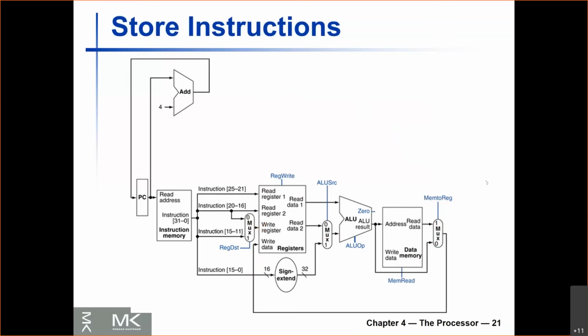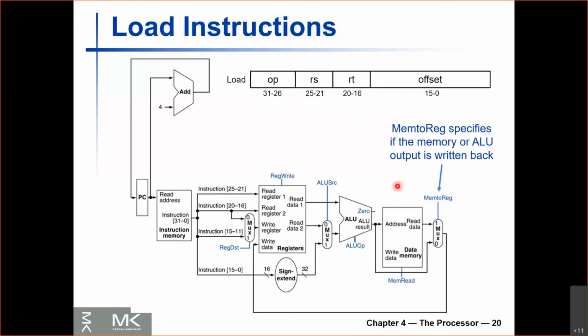Someone's asking, we are multiplying the offset by 4, but how is it done in the CPU? Actually, for load instructions, the CPU doesn't multiply the offset by 4. When you write the load instruction, you're supposed to provide an offset that is a multiple of 4. That's different from the branch. In the branch, the offset's not multiplied by 4 by you, the hardware multiplies it by 4.